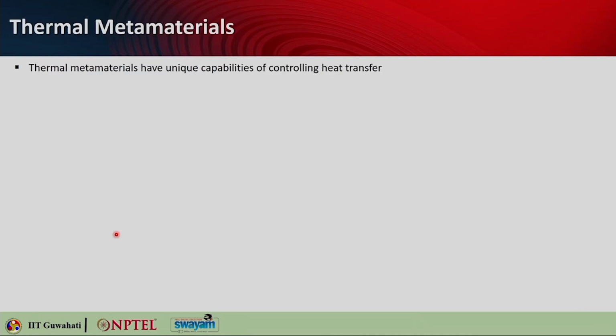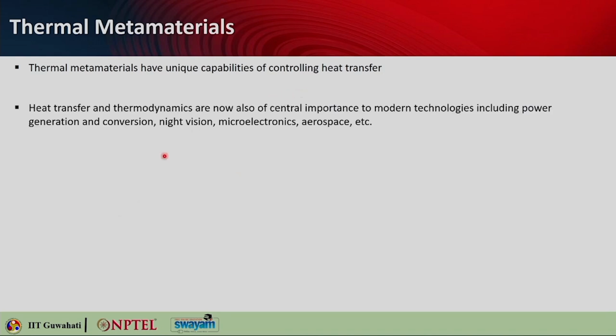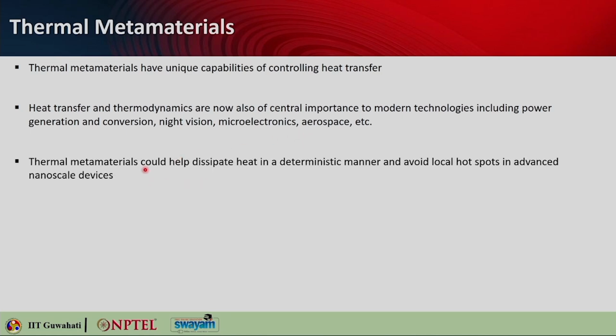Similarly, in the field of thermal, there are metamaterials which have the unique capability of controlling heat transfer. Heat transfer and thermodynamics are very important topics in today's world, including power generation and conversion, night vision, microelectronics, aerospace, and other fields. Thermal metamaterials could help dissipate heat in a deterministic manner, and allow you to guide heat in a particular path and avoid local hotspots in advanced nanoscale devices. When you go to nanoscale, as we discussed in the first lecture, heating is also a very important issue that you have to take care of.